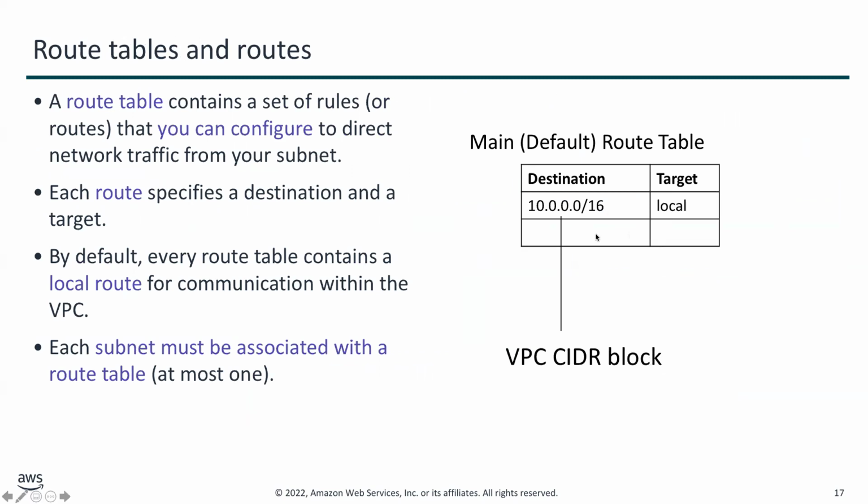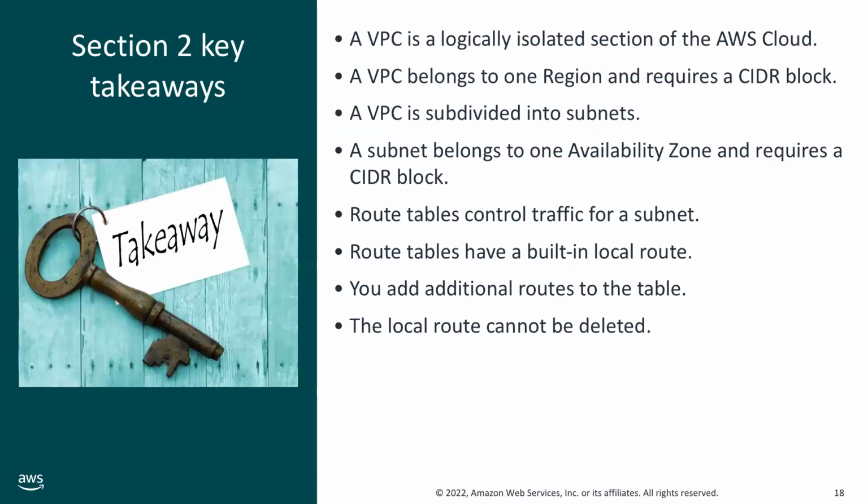That's the VPC CIDR block, right? So each route specifies a destination and a target. We see that by default every route table contains a local route for communication within the VPC. That's a local route. Each subnet must be associated with a route table, and at most one route table for each subnet. You can have multiple rules, but only one route table.